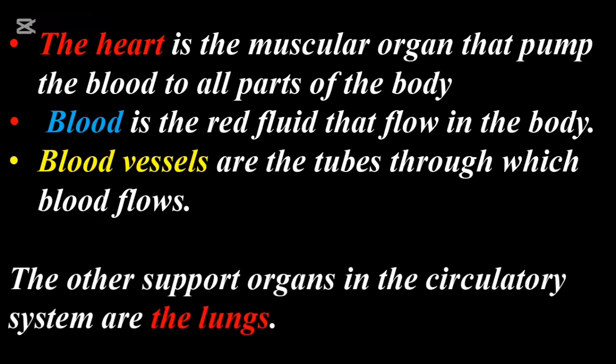The other supporting organs in the circulatory system are the lungs. The lungs are supportive organs in the circulatory system because they help us to get oxygen from the environment to the body, and also help us to remove carbon dioxide from the body. Let's continue with our lessons and talk about the structure of the heart.